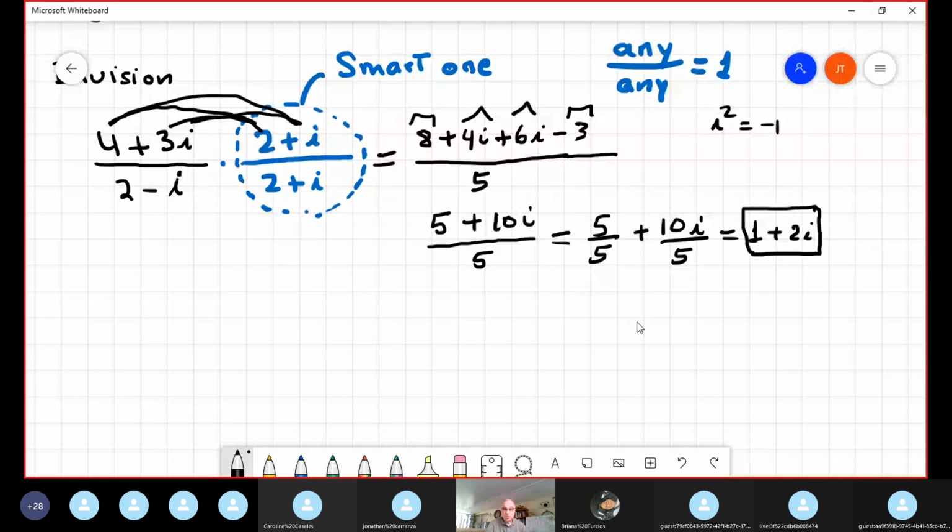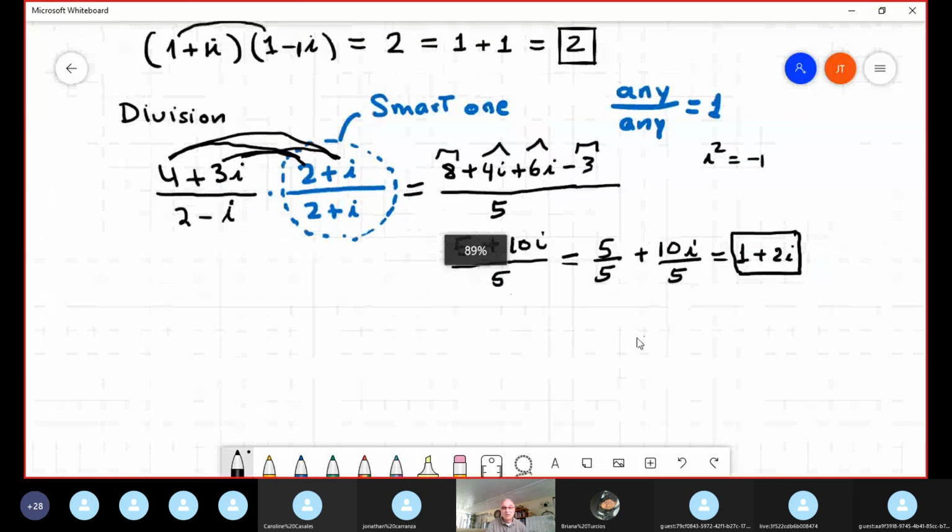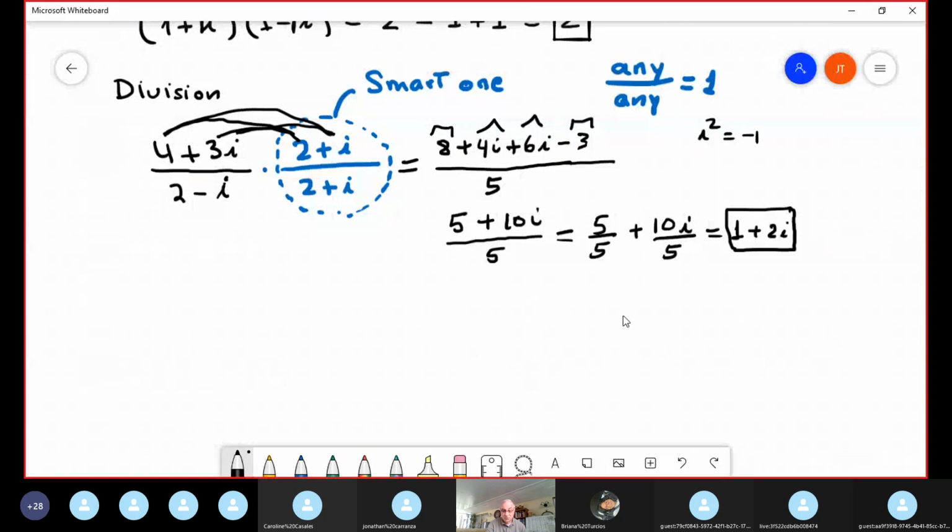Okay, entonces division is always the same. You create the smart one using the conjugate of the complex number in the denominator. One more example, 10 over 1 plus 3i. Exactly the same. The conjugate is 1 minus 3i. Top and bottom.